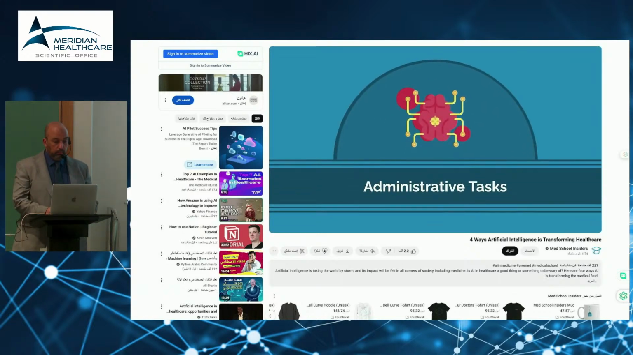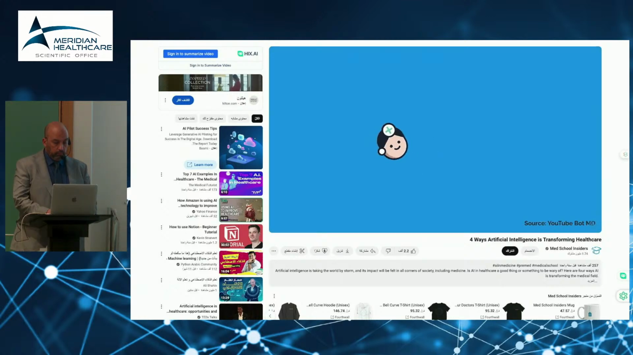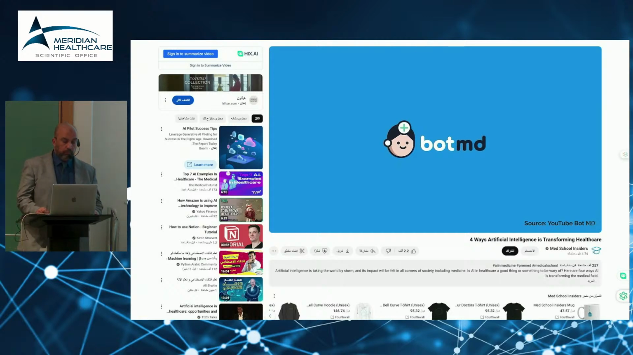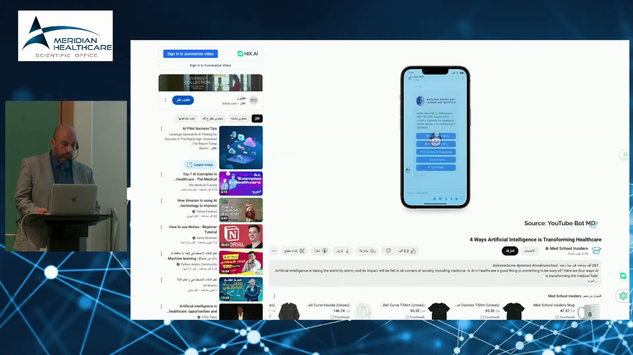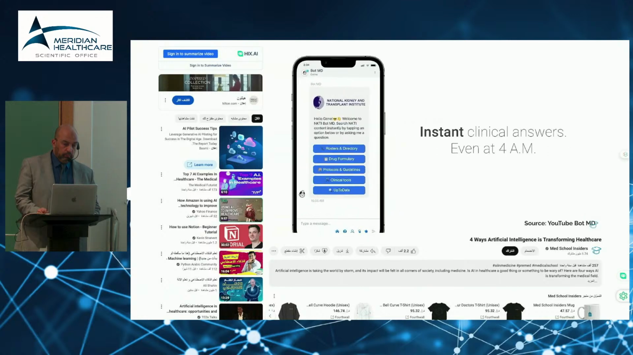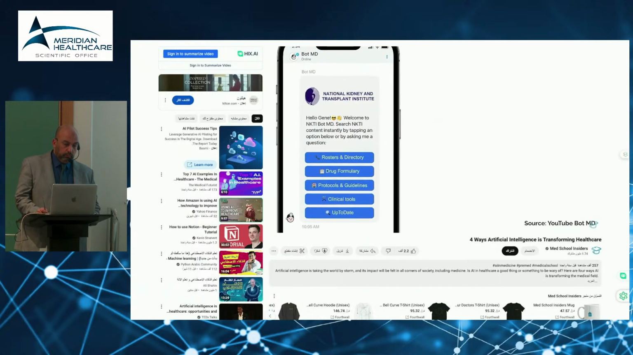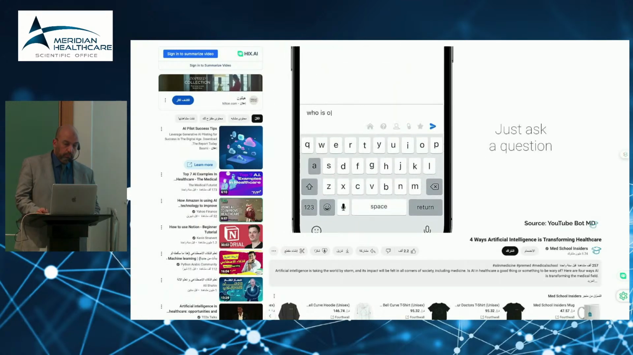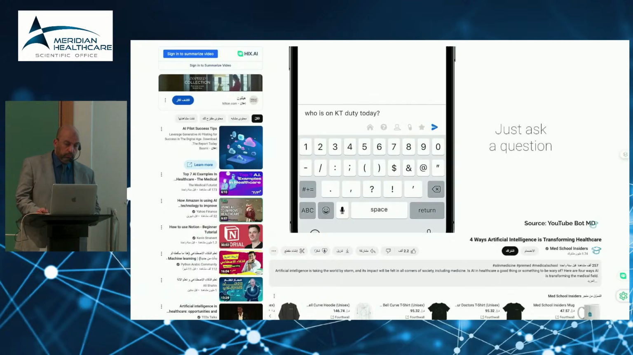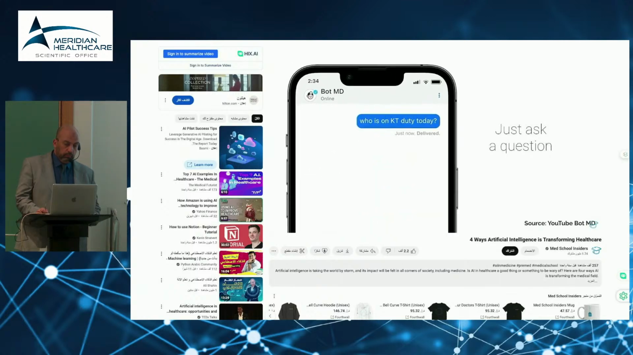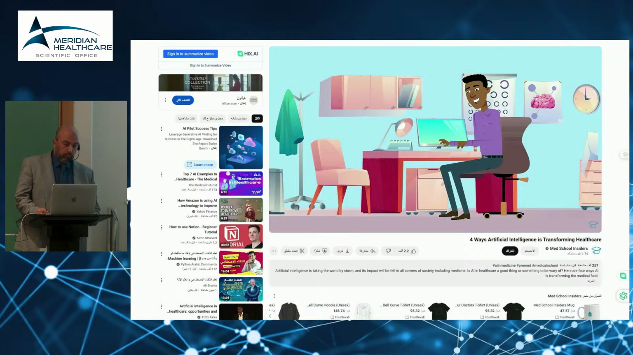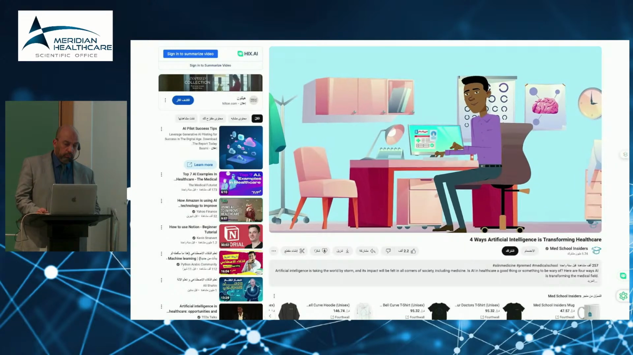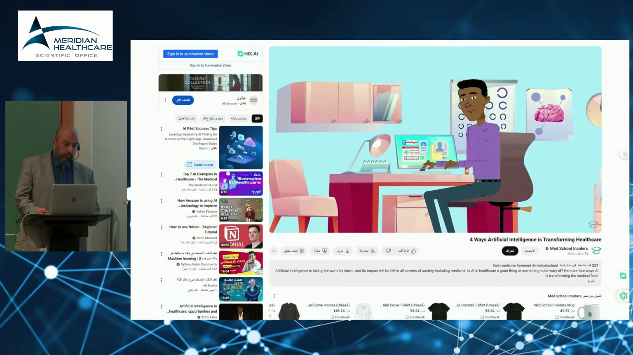The third way AI is improving medicine is by streamlining administrative tasks in healthcare. For example, BotMD is a company with an AI service that assists patients with clinical issues like finding physicians on call, scheduling appointments, or answering prescription-related questions such as the availability of certain medications or their alternatives. Allowing AI to take over these tasks can free administrative staff to focus on other obligations.